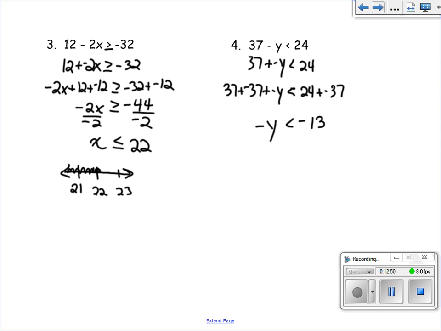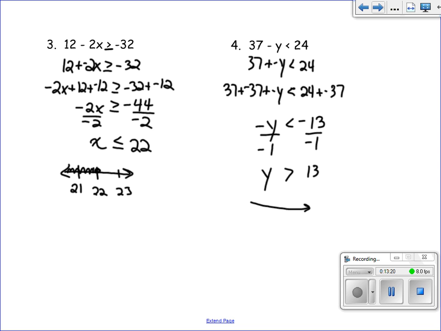Robbie? What's the coefficient, Robbie? Negative 1, right? So what should we divide by? Negative 1. Yep, divide both sides by a negative 1. Aaron, do you know what we need to do? Yep, and the symbol, since we divided by a negative, has to reverse, and now it's y is greater than 13.